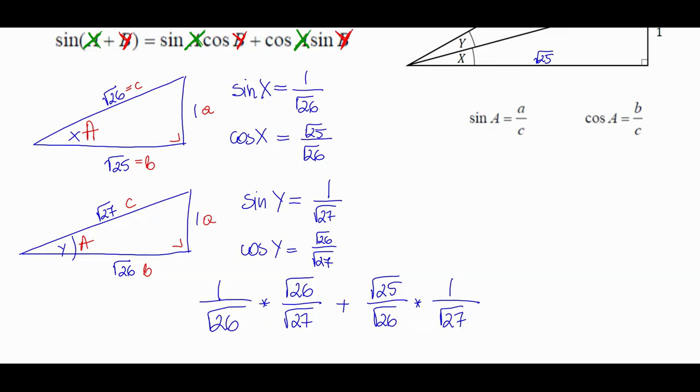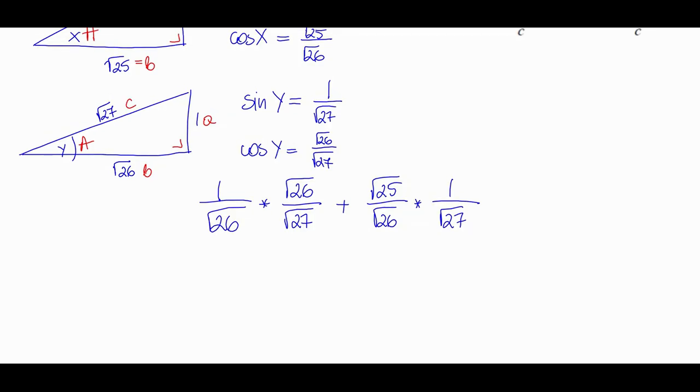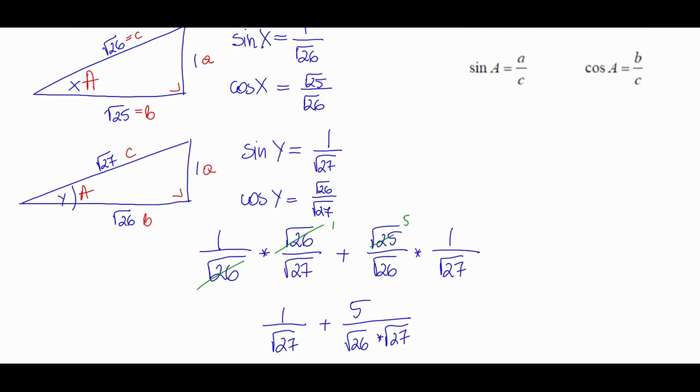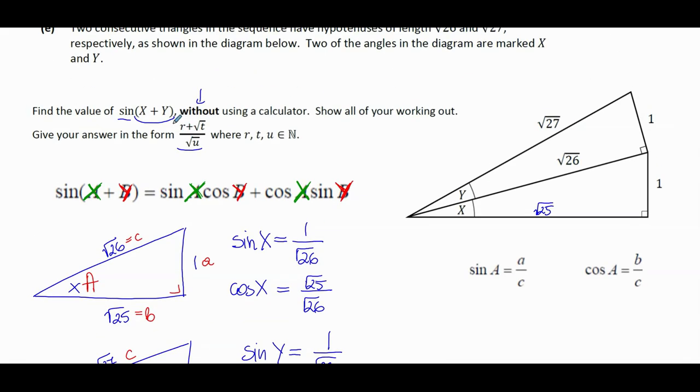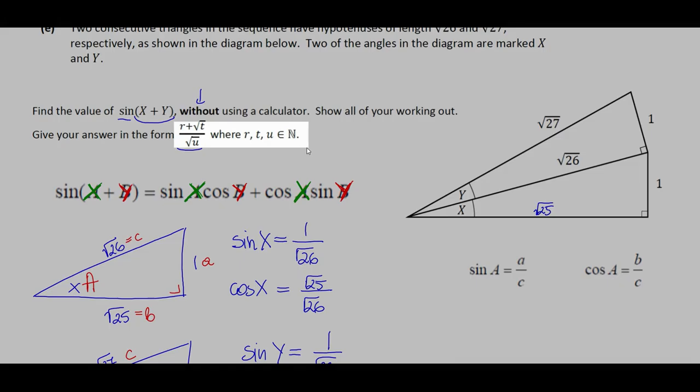Now, what can we do here? Straight away, we can see that square root of 26 divided by square root of 26 is 1. And square root of 25 is 5. So we have 5 here. So 1 by 1, I have 1 on top of the fraction and square root of 27 at the bottom. I have 5 on top of the fraction and square root of 26 multiplied by square root of 27 at the bottom. Where am I going with my calculation? That's the terms and conditions of my answer.